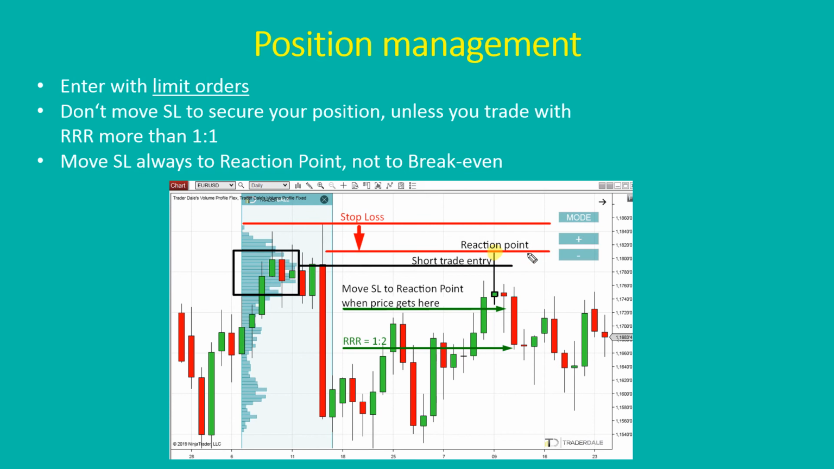I know that a lot of people use break even. They like to move their stop loss to break even. I don't really like that, because very often it happens that the price retests the break even and only then makes the reaction. And if you secure your position at break even, it would kick you out of many potential winners. So for that reason, I'm not telling you to secure your position at break even, but at the reaction point.